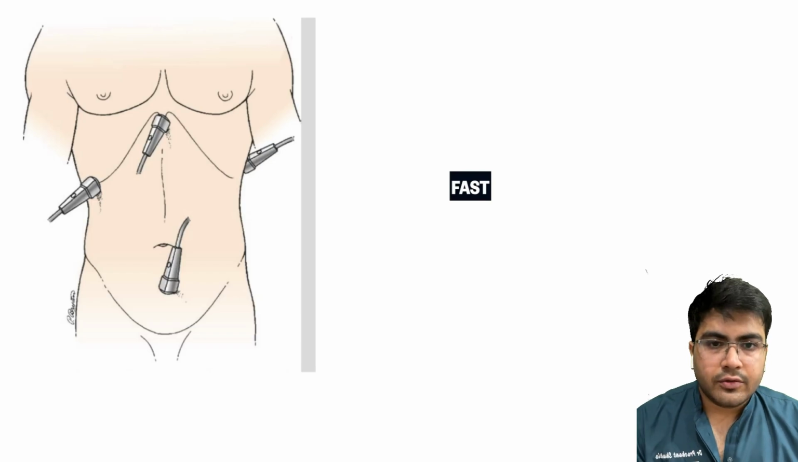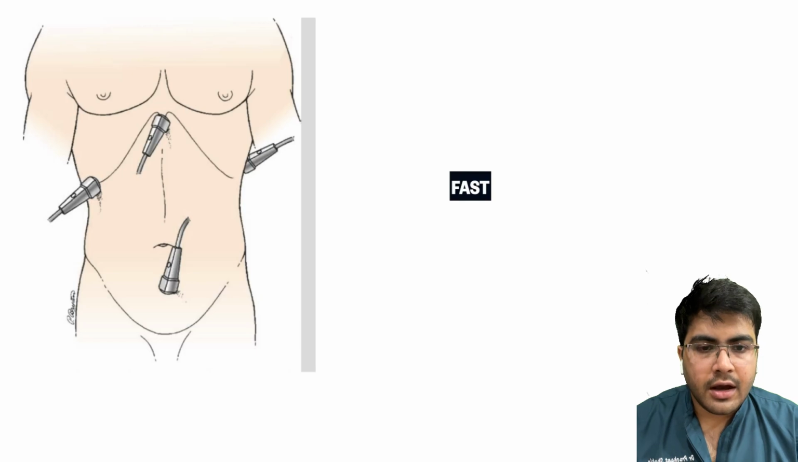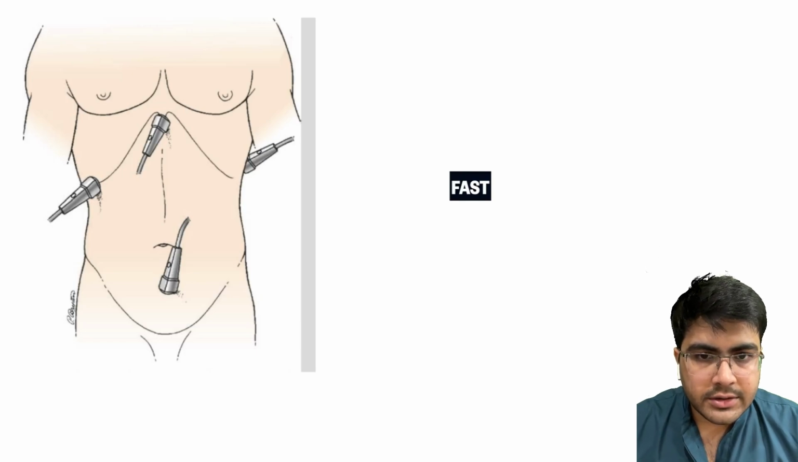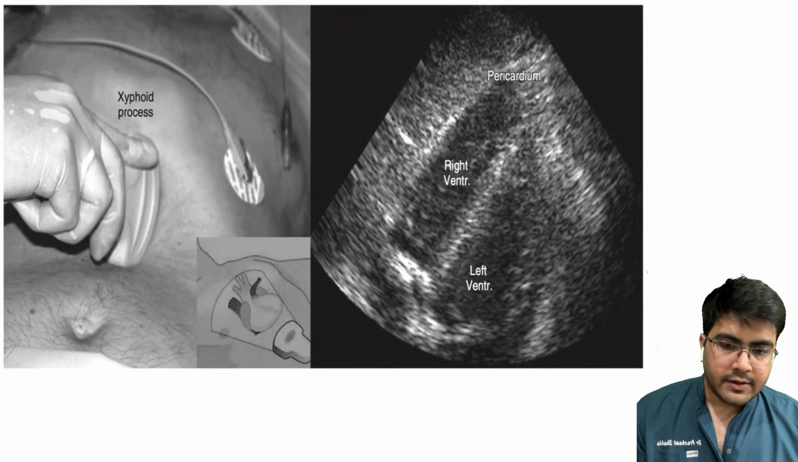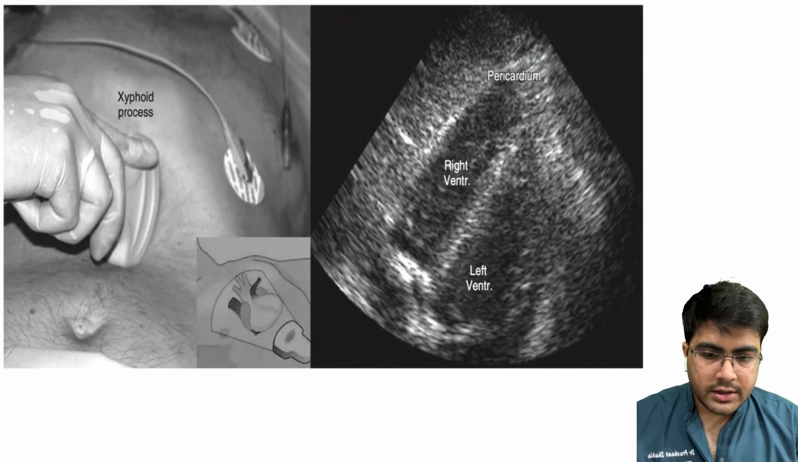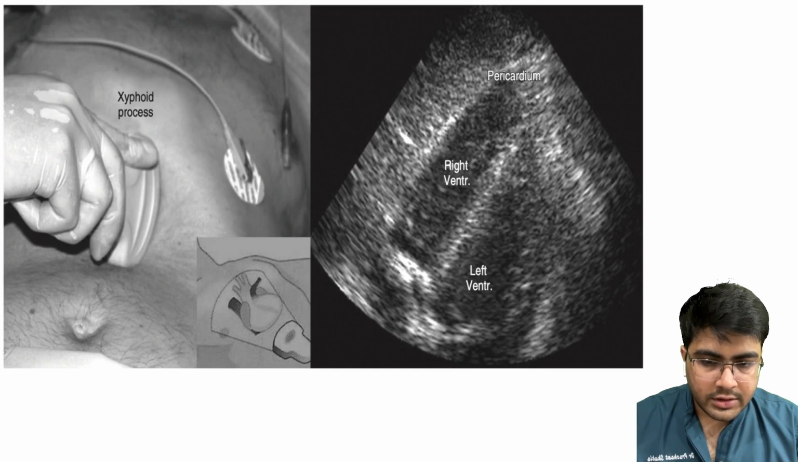Coming to our clinical findings, from an examination point of view, the only ultrasound questions you have been asked so far are based on the FAST. So you need to be very thorough about the FAST examination. In FAST, first you put the ultrasound probe at the xiphoid process, and you look for any pericardial effusion. At the xiphoid process, you can see the right ventricle, left ventricle, and the pericardium.